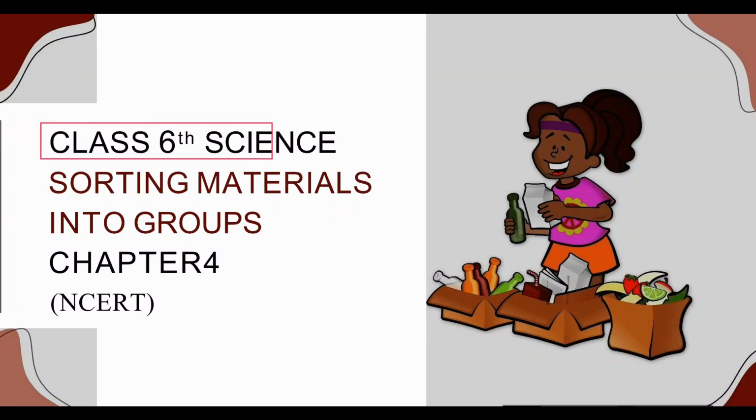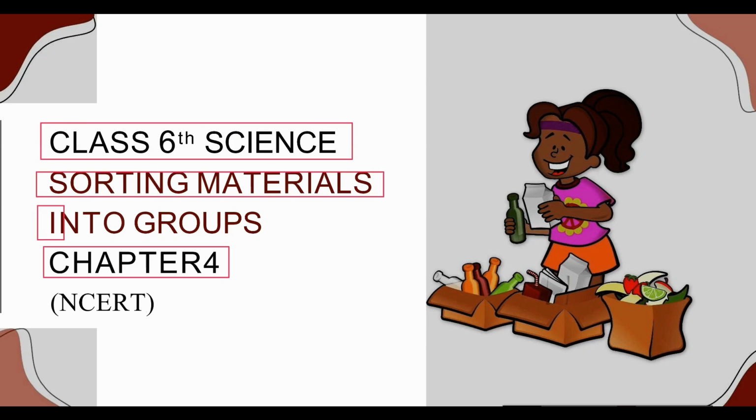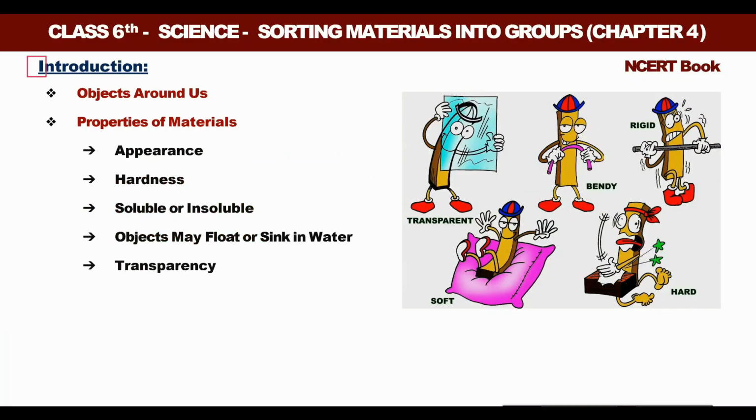Class 6th Science, Chapter 4, and the chapter name is Sorting Materials into Groups. As per the introduction, this chapter is about the objects around us. We have to understand which objects we have in the surroundings, and we have to see the properties of materials. So what are the properties of materials?